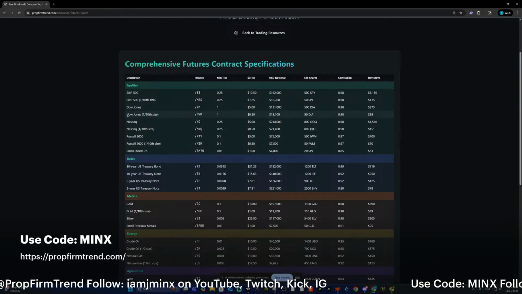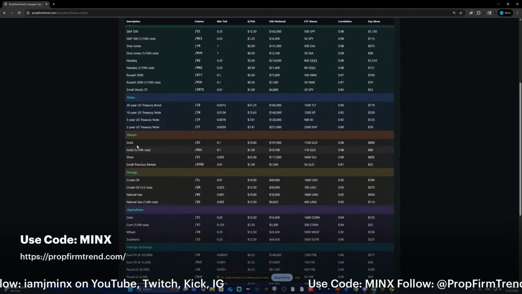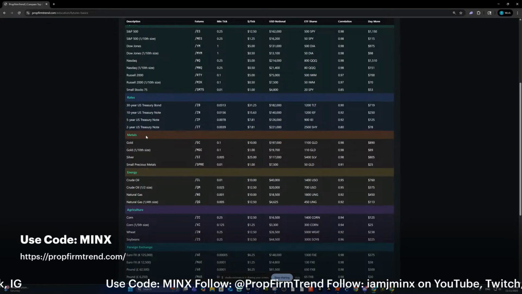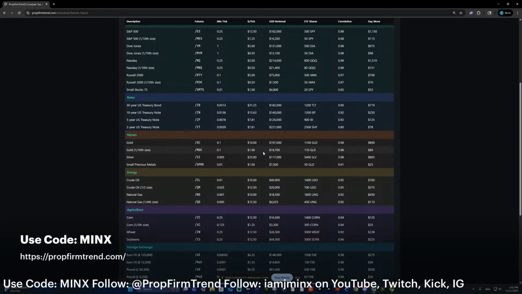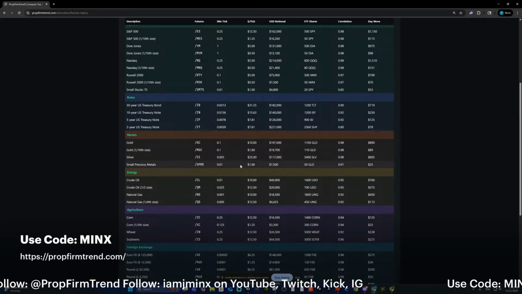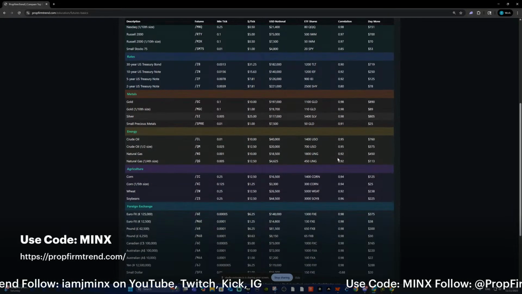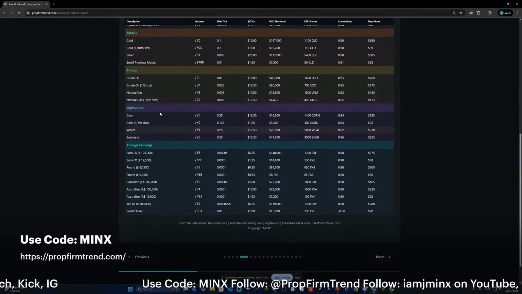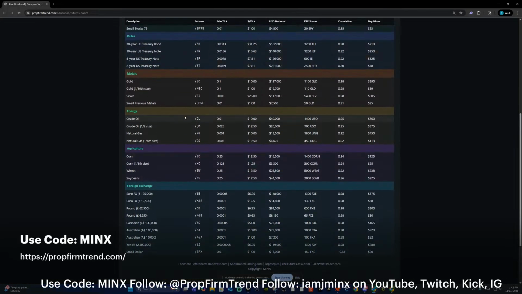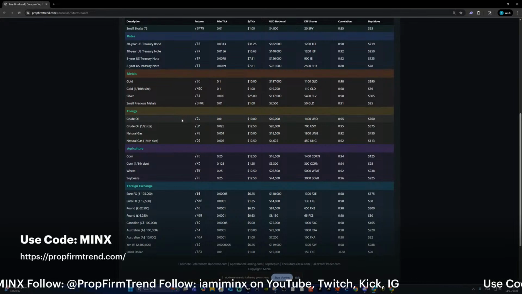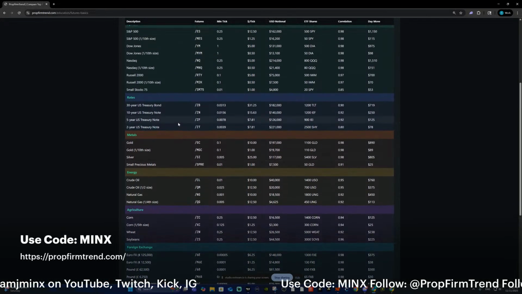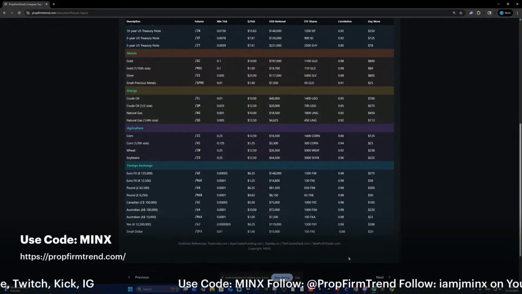Same thing if you look at the Russells, if you look at NASDAQ. Down here, if you're looking at gold, a lot of people have been trading gold lately. So you can see the minimum tick, the tick amount. So it's got soybeans, corn, I don't see cattle on here, but I have seen a few trade cattle.